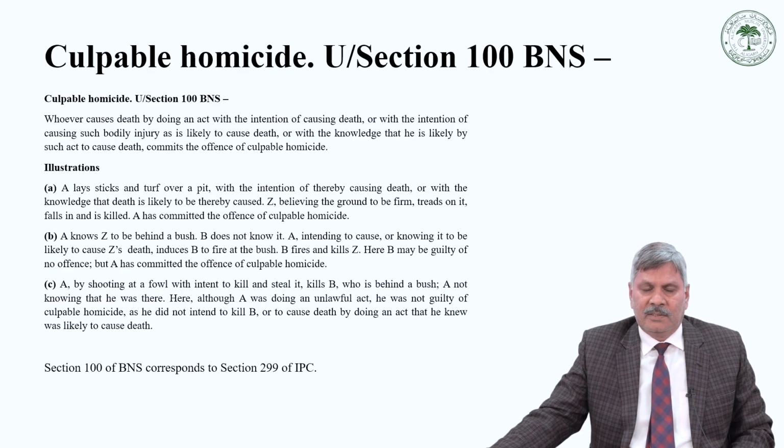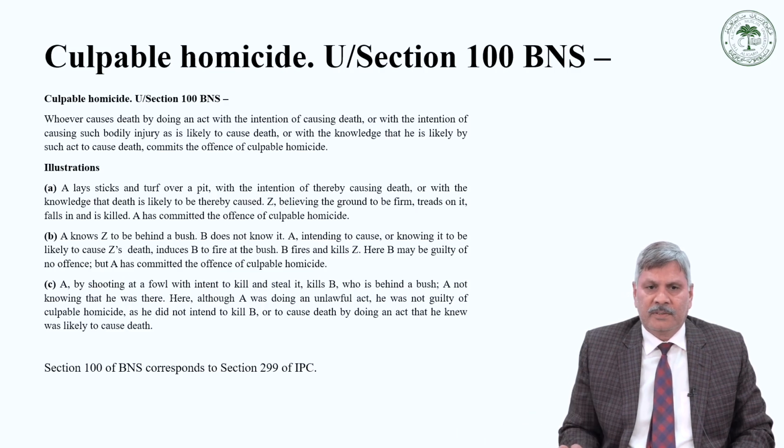So, the person will be liable for the offence of culpable homicide only when he has the intention to kill, or the intention to cause a bodily injury which is likely to cause death, or, the third category, the accused person has the knowledge that he is likely by such act to cause death. Section 100 of the Bharatiya Nyaya Sanhita corresponds to Section 299 of the Indian Penal Code.